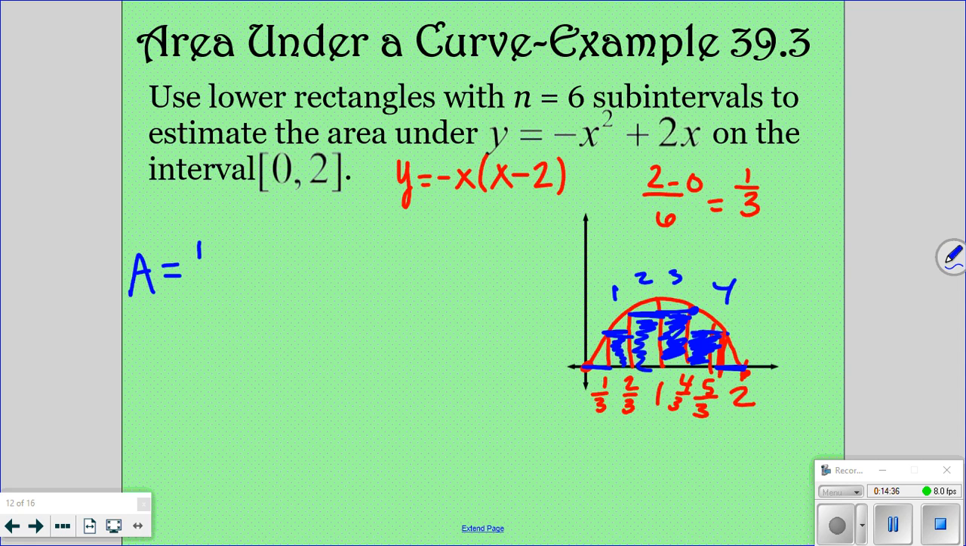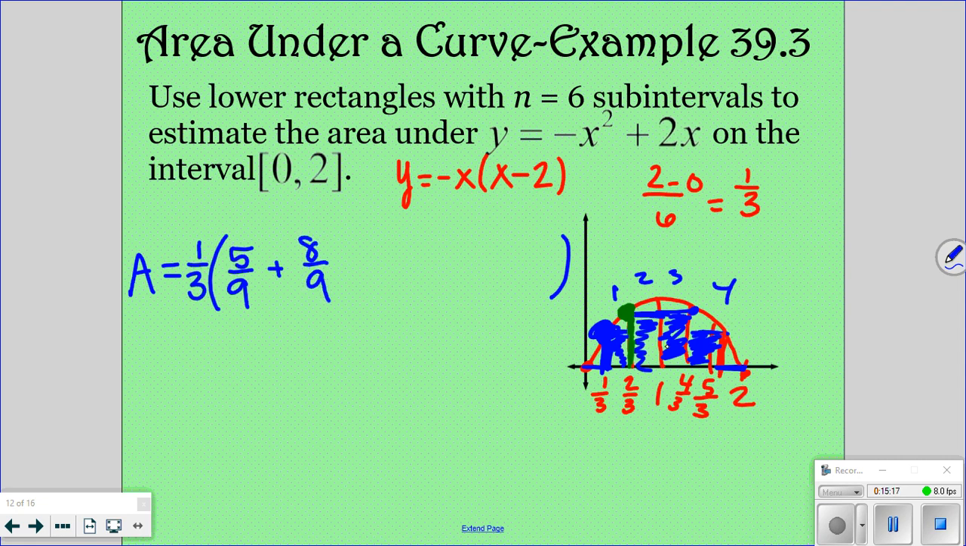The length of each rectangle, the base length, is 1/3. So we're going to do 1/3, and then we need to find the area of this rectangle here. So the height that we're going to figure out is this here, which is where we're going to plug in 1/3. So if you plug in 1/3 here, you're going to get 5/9. And then for this next one, the height that you're going to use is 2/3 because that's where the point is. And if you plug in 2/3, you should get 8/9.